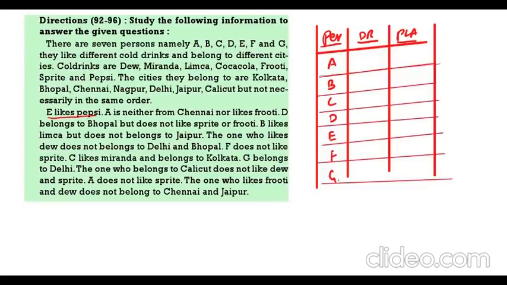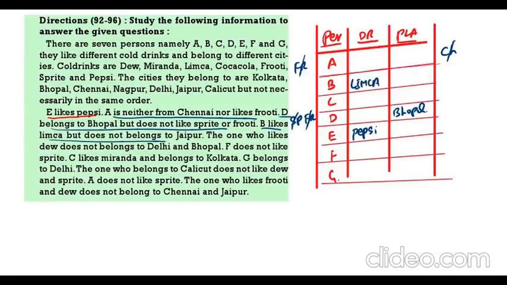E likes Pepsi. E is liking which cool drink? Pepsi. A is neither from Chennai nor likes Fruity. A is not Chennai. A does not like Fruity. D belongs to Bhopal, but he does not like Sprite or Fruity. B likes Limca, but he does not belong to Jaipur.